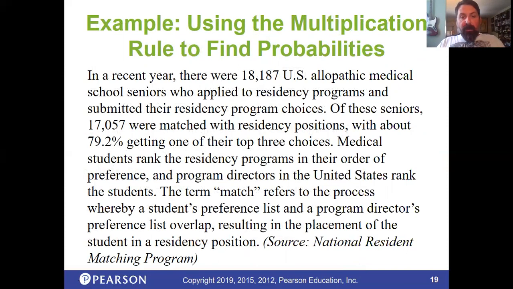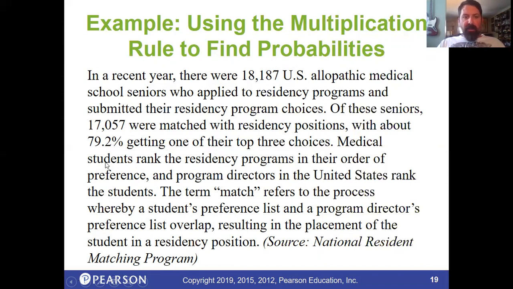All right, this is a long one. We have 18,187 U.S. allopathic medical school seniors applied to residency programs and submitted their residency program choices. Of these seniors, 17,057 were matched with residency positions. Okay, so the probability they were matched with a residency position is this 17,000 and change divided by this 18,000 and change, with about 79.2% getting one of their top three choices. So 79.2% of these 17,000 got one of their top three choices.